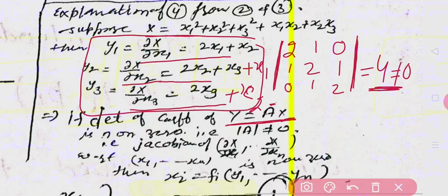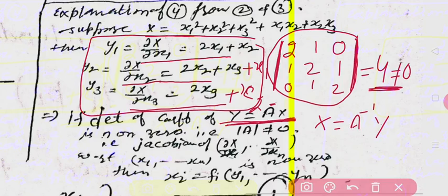So that A is the matrix whose determinant is this thing, which is non-zero. By the system of linear equations, you know that if this determinant is non-zero, that means A inverse exists. If A inverse exists, you can say that x will be equal to A inverse y. Okay, so what does it mean?